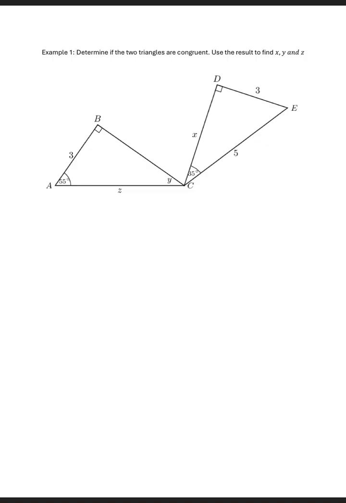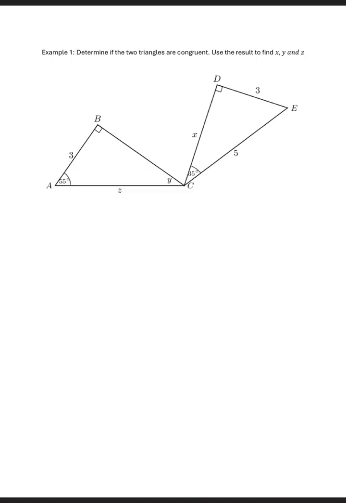And then now we have example 1. Example 1 says determine if the two triangles are congruent. So here we want to determine whether the two triangles are congruent or not, right? So in order to do that, what must we do? So we're gonna check.